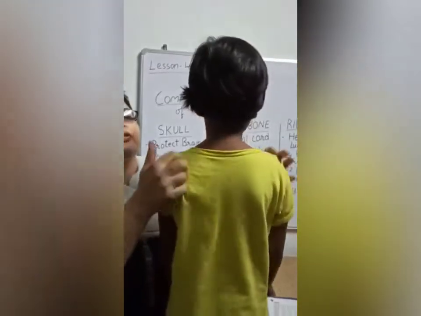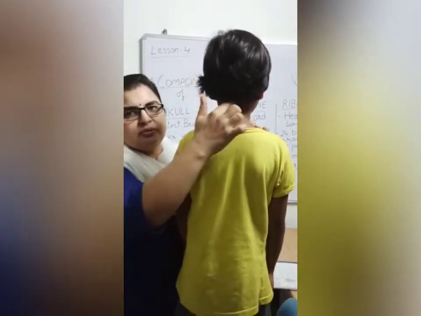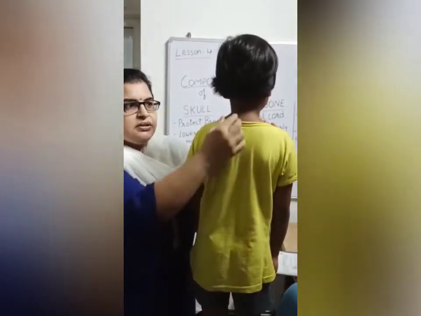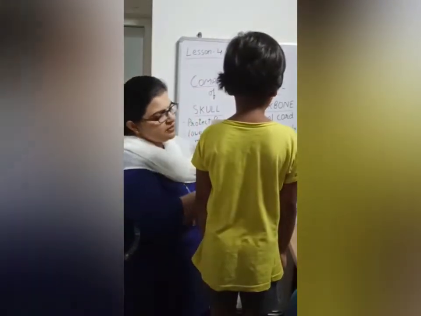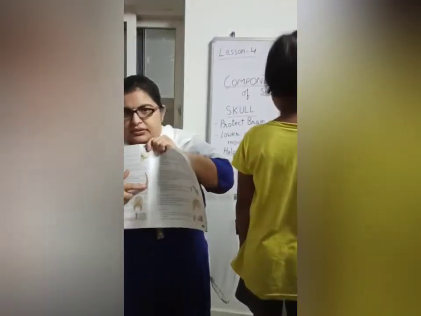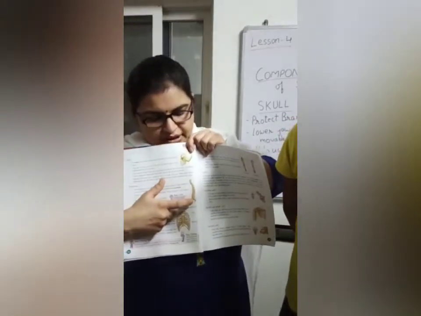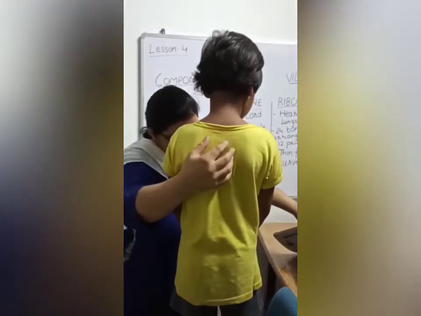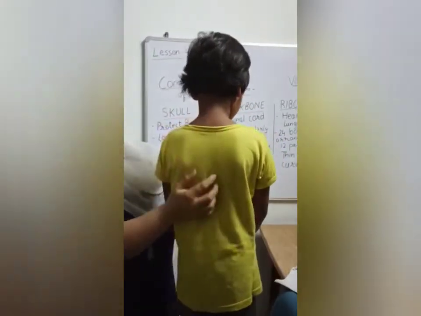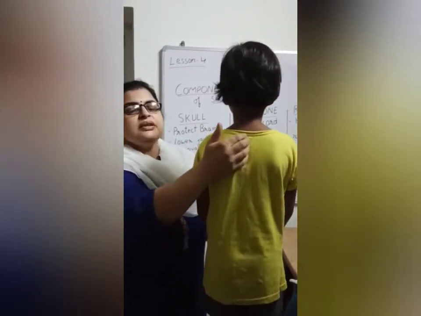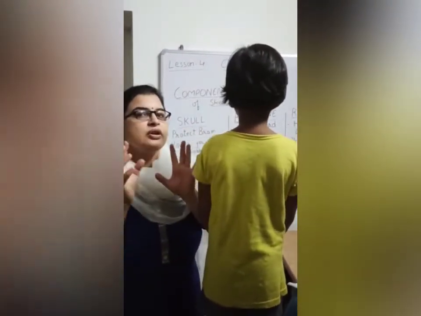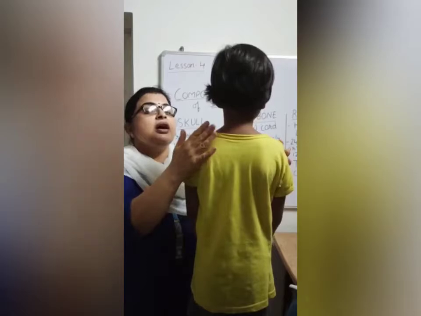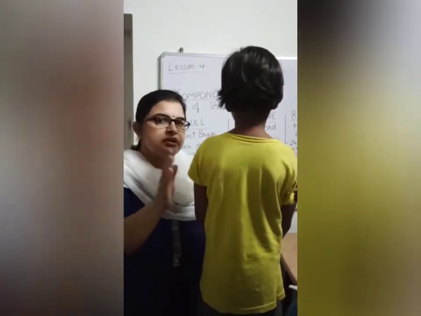Now next is the backbone. The backbone is at the back of your body, starting from the neck till the hips. Its shape is like this. From here to here, the bones are arranged in a vertebral column. There are 33 irregularly shaped bones, meaning the shape of the bones is not regular.